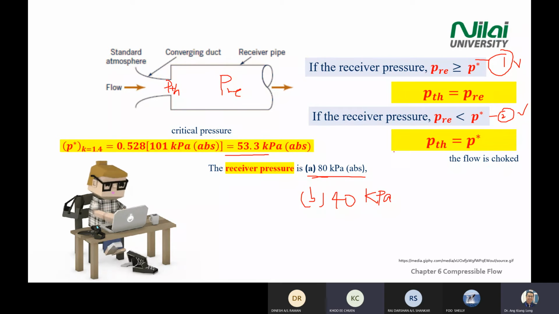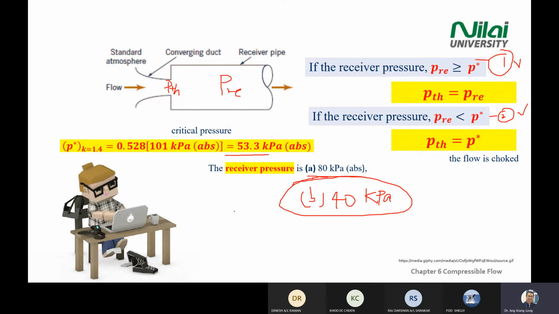The first one is higher and then the second one is lower. Okay. So now your case, you are answering B now. B. I give you B. Now your B case is P receiver now is 40 kilopascal. And your P star, what is the P star value?